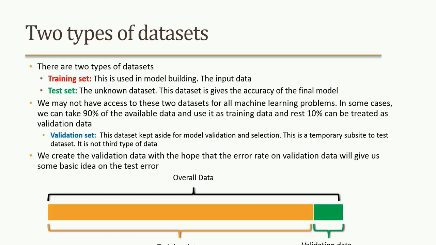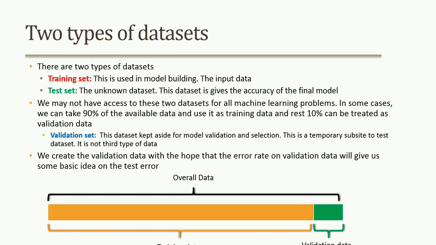Generally, we might not have both these data sets at the beginning of any problem. Sometimes, I mean all the time, we will have only the training data set, or sometimes we'll have training plus test data set. So when we have only the training data set available, we can take 90-10%. Out of the overall data, we can take 90% as training data and keep the remaining 10% as the validation data set.